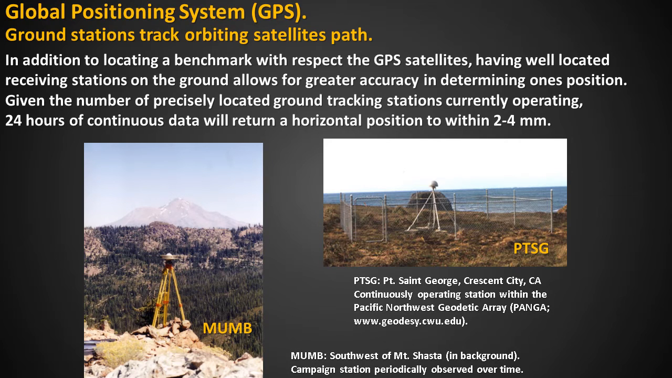Global Positioning System, GPS, ground stations track orbiting satellites' path. In addition to locating a benchmark with respect to GPS satellites, having well-located receiving stations on the ground allows for greater accuracy in determining one's position. Given the number of precisely located ground tracking stations currently operating, 24 hours of continuous data will return a horizontal position to within 2 to 4 millimeters.